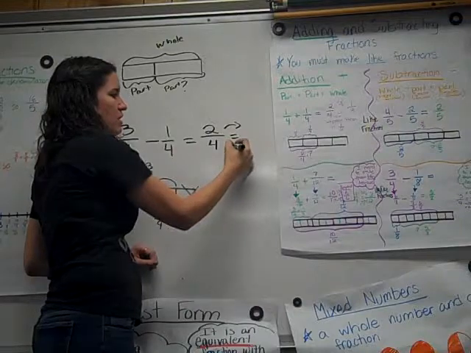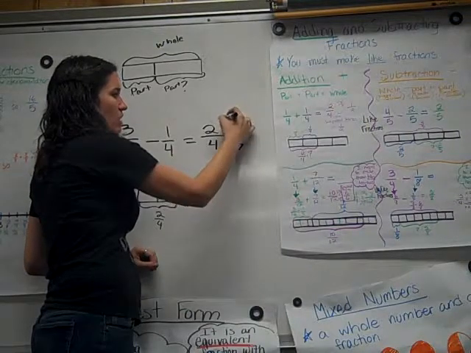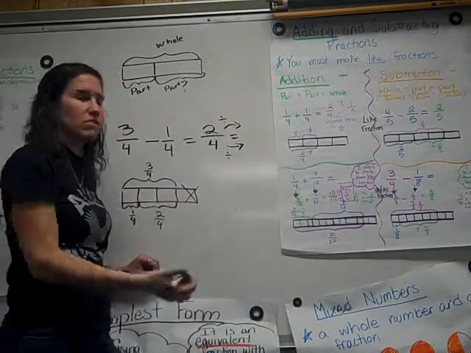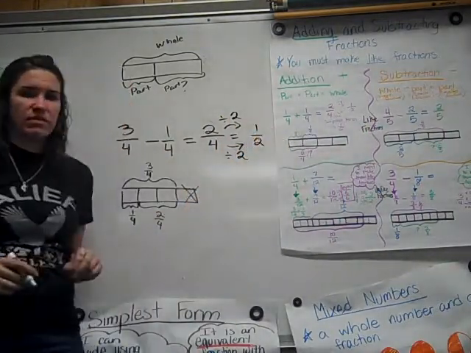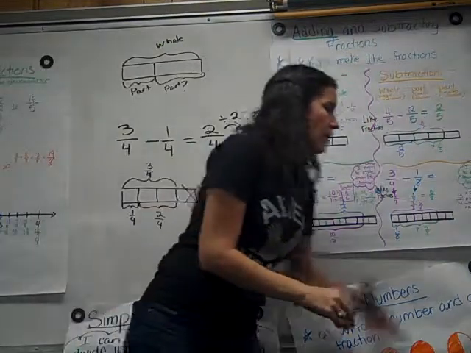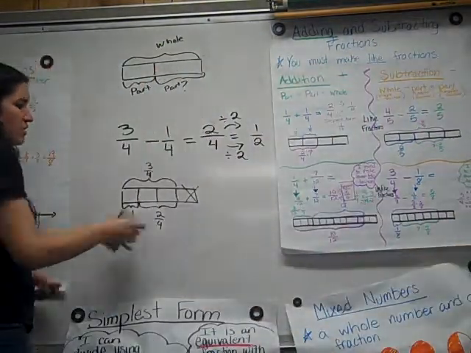The directions might say to write them in simplest form. So to simplify, you would divide by a common factor. A common factor of 2 and 4 would be 2. And your answer is 1/2. Those are pretty simple for them. I'm also going to show you unlike fractions.